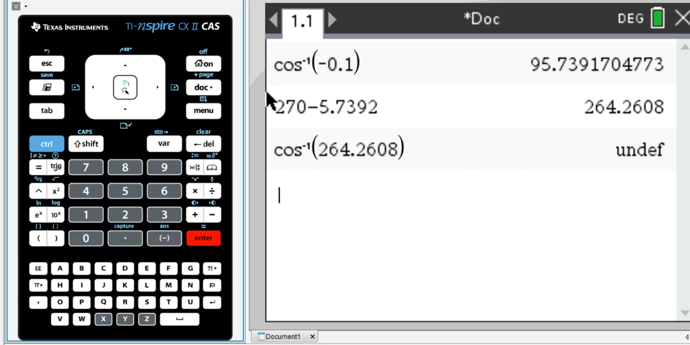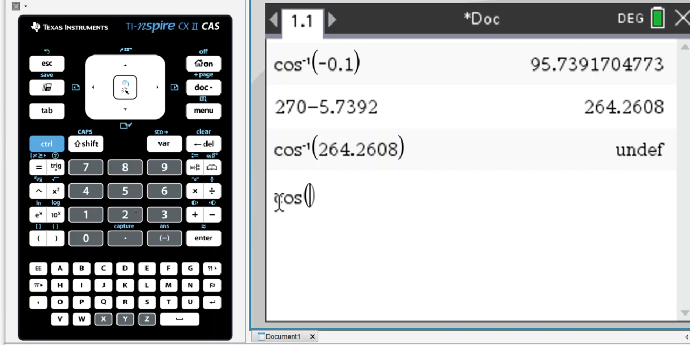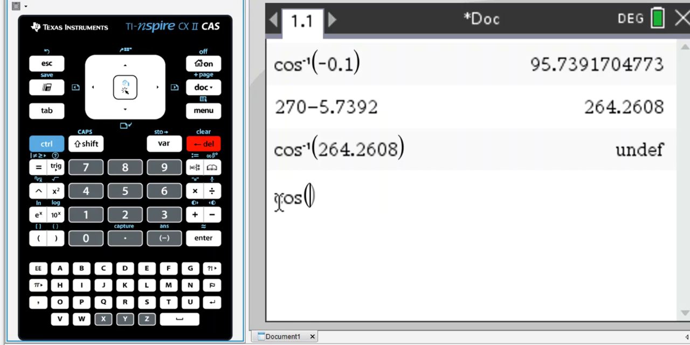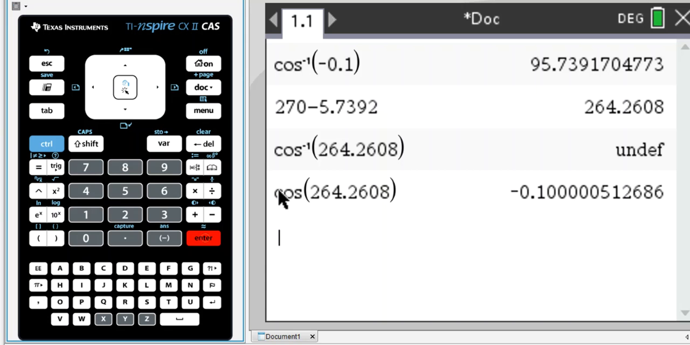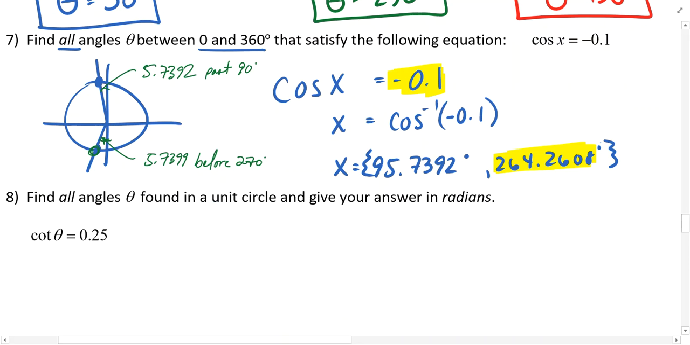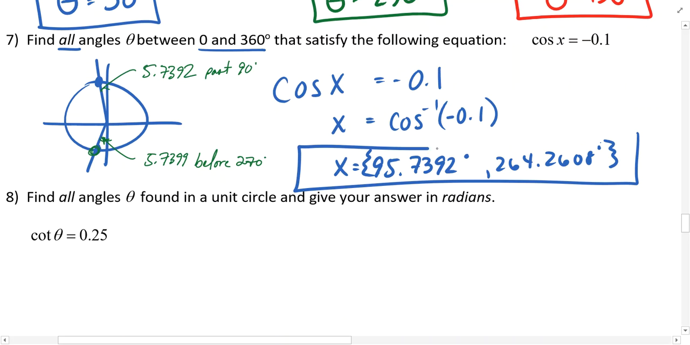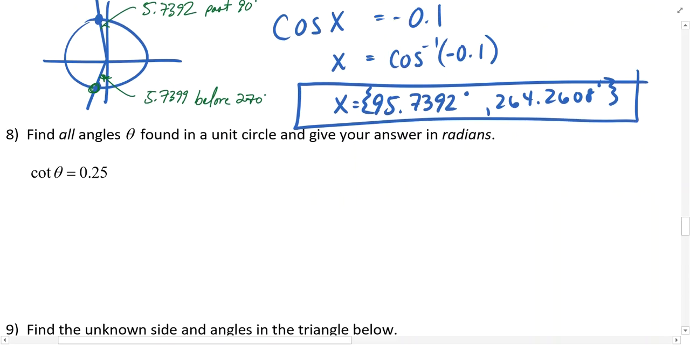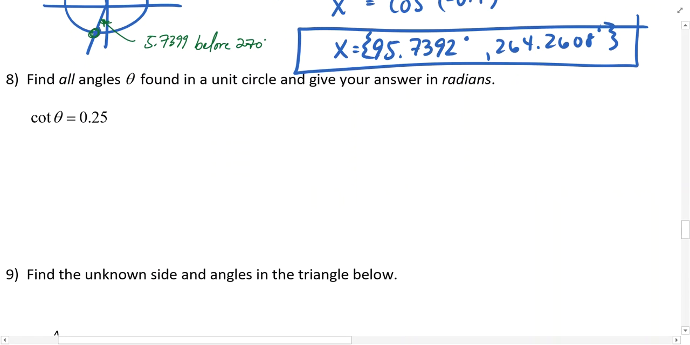So I should use cosine, not cosine inverse. We always supply an angle measure into the trigonometric function, not a ratio. So 264 is the angle measure. And when we evaluate cosine at this angle measure, we do get negative 0.1. Rounding error, of course, because we rounded our result before. So I'm satisfied with these two results. Again, only one came from the calculator originally, but the other was easy to compute.